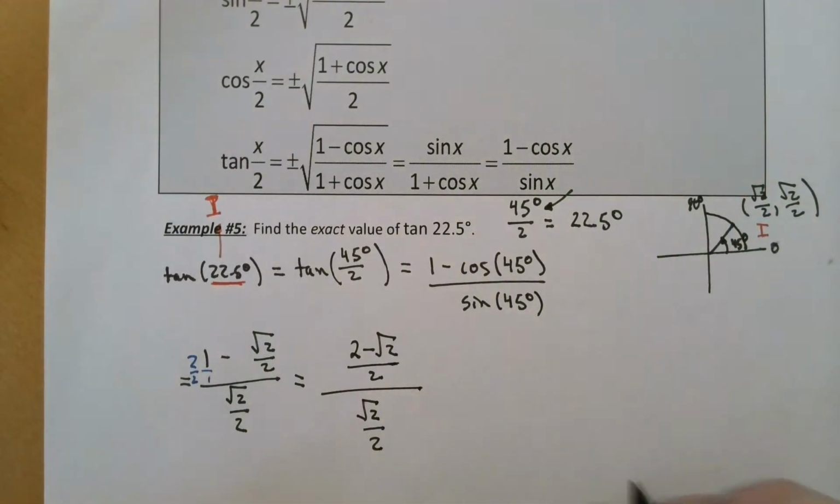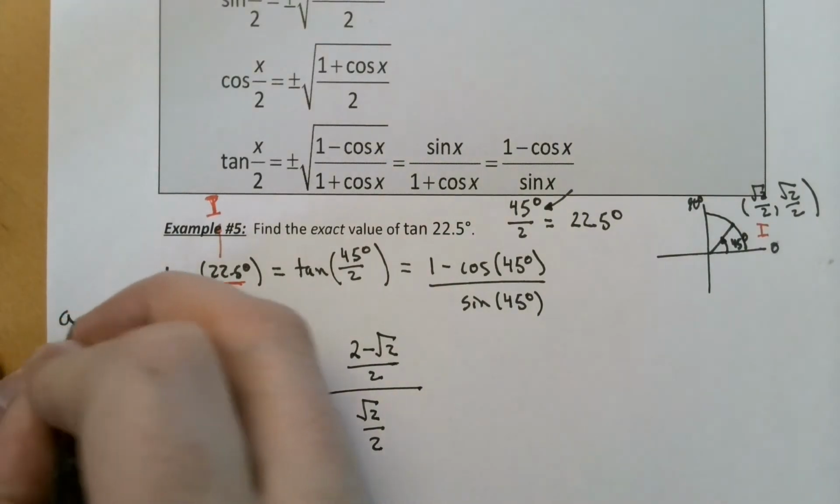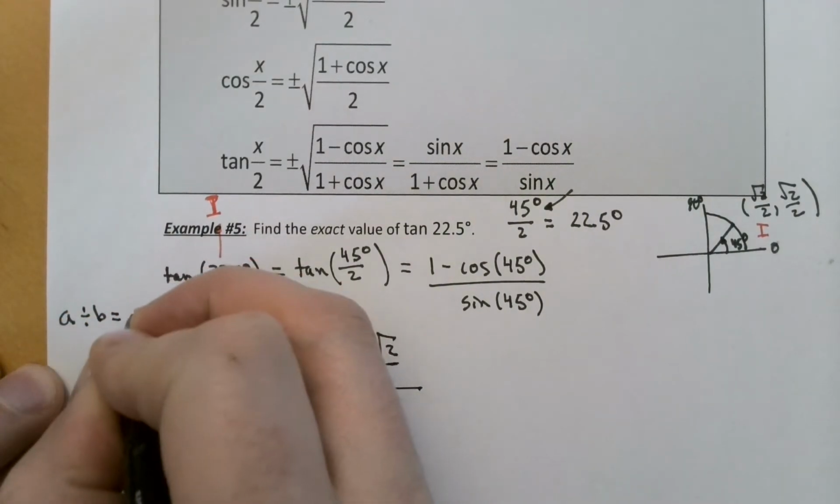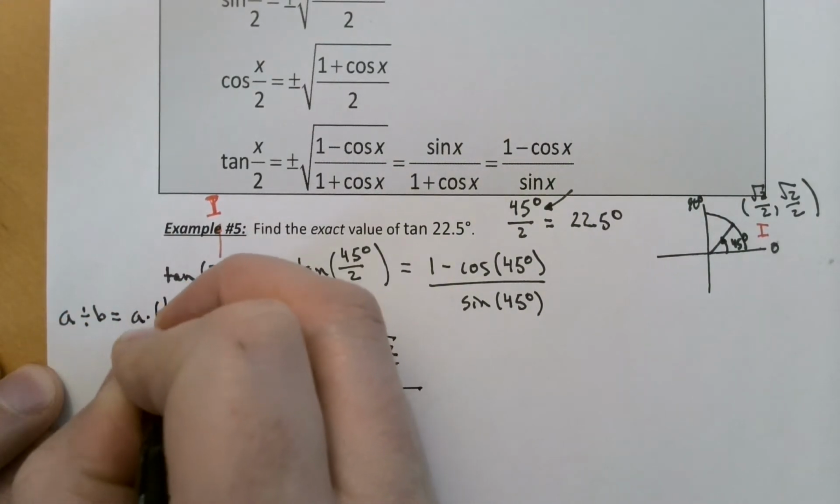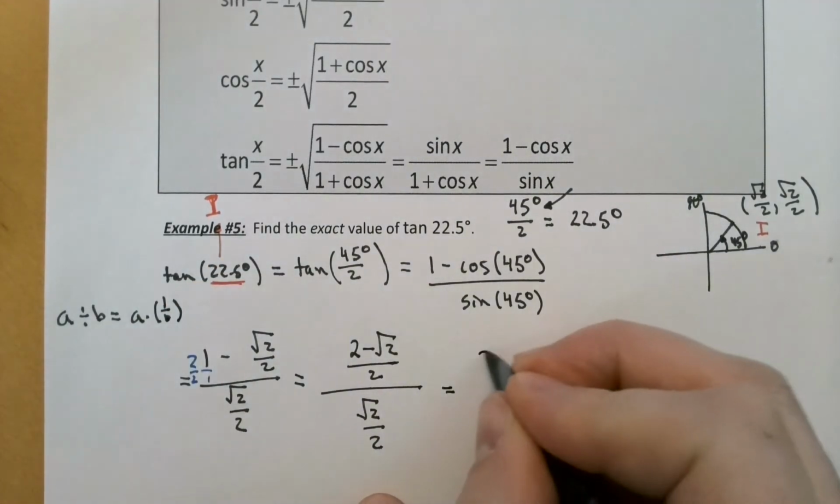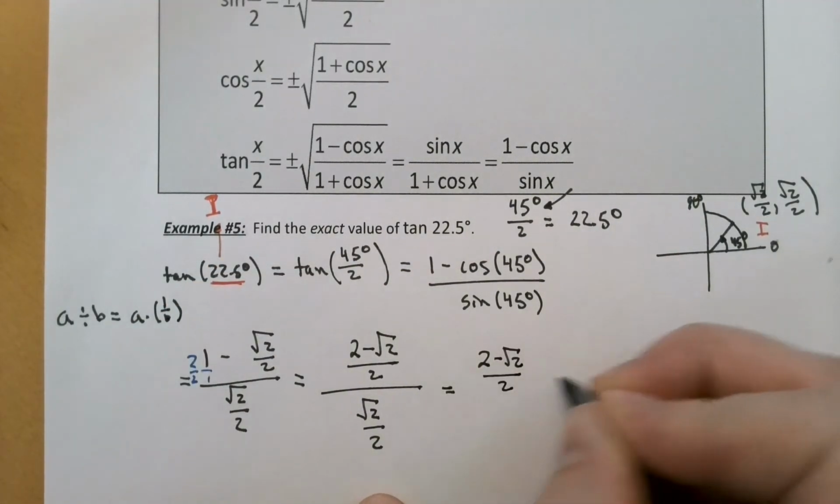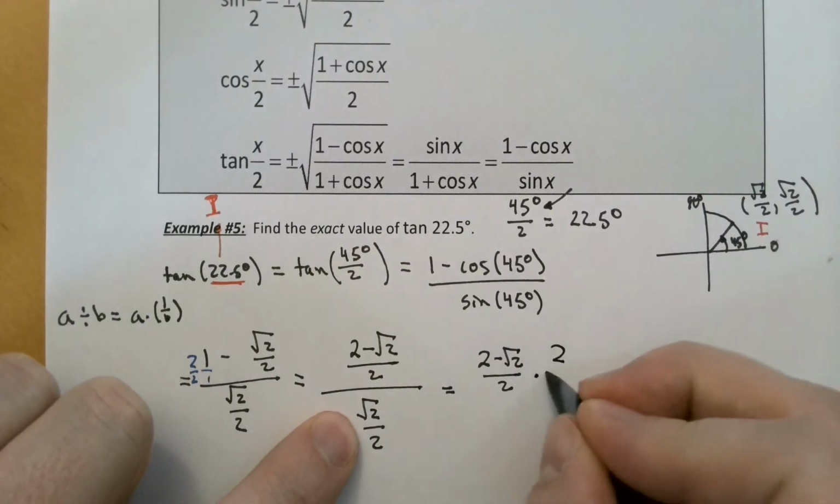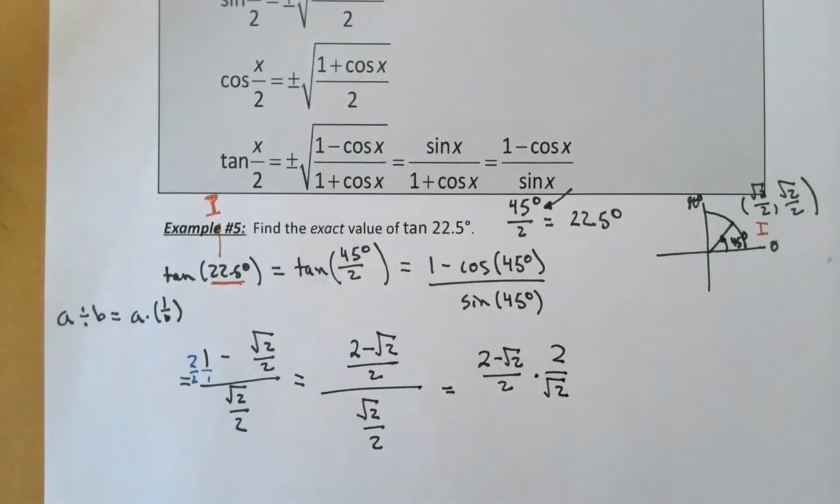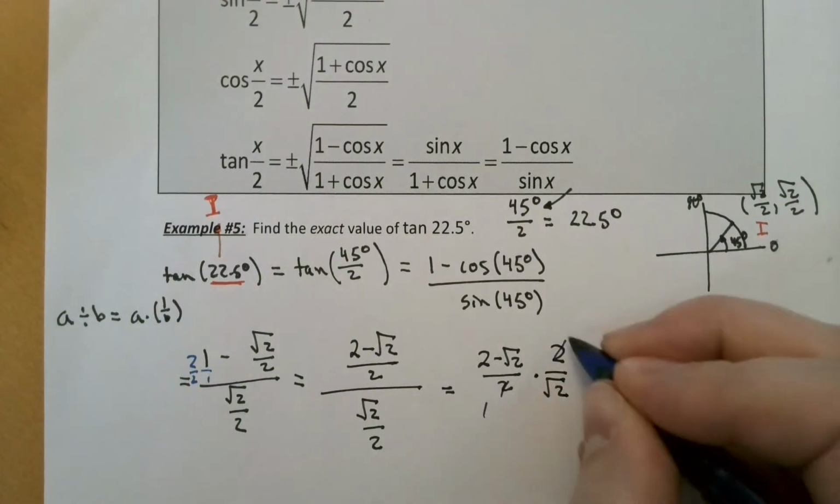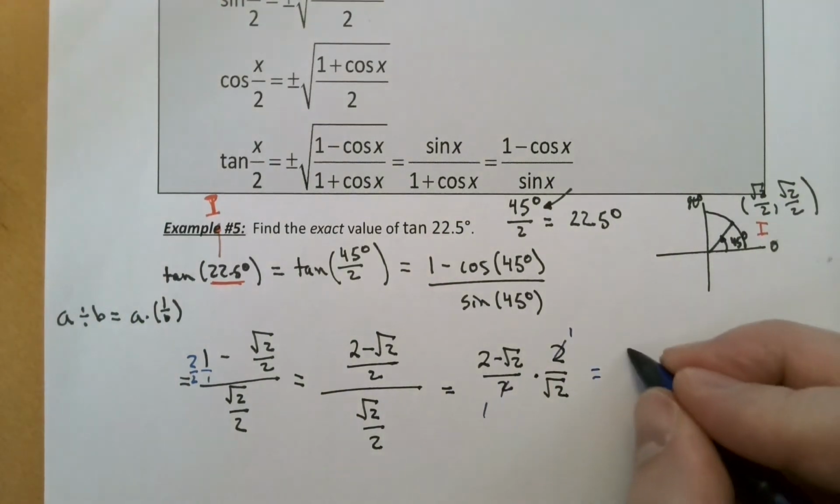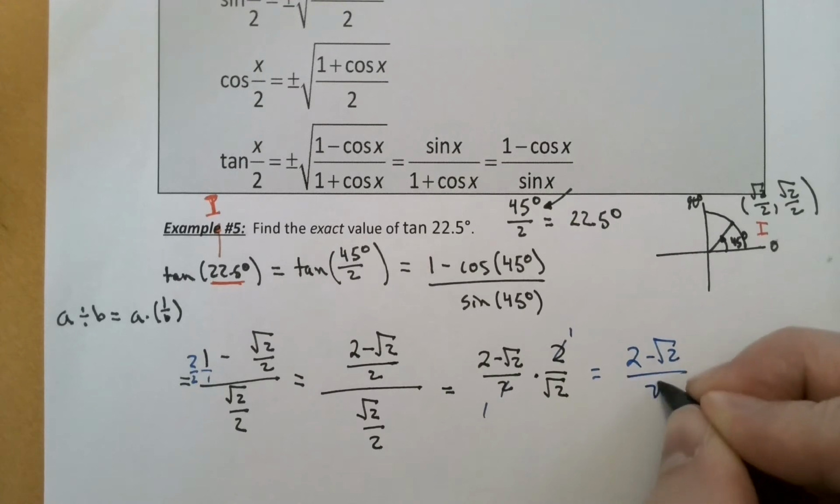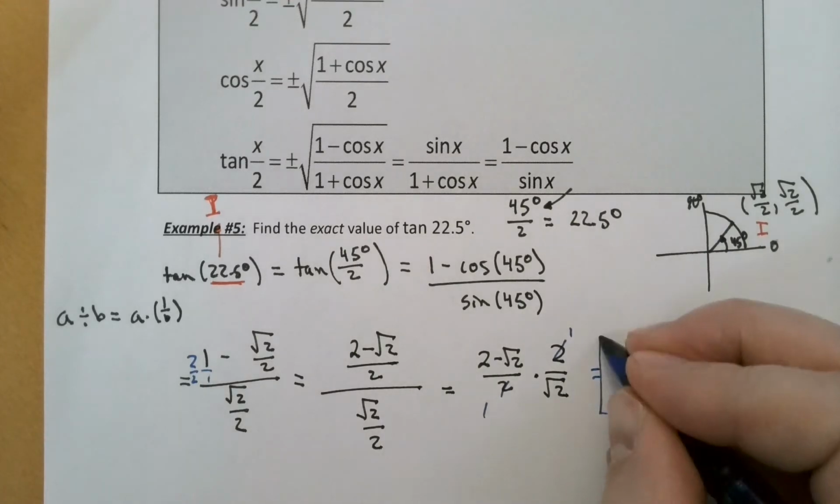And of course you're like, yes, really division isn't a thing. Division is just multiplication by the reciprocal. So this becomes 2 minus the square root of 2 divided by 2, times the denominator flipped, 2 over root 2. All right, well, 2 divided by 2 is 1, last I checked. So we get 2 minus the square root of 2 over root 2. I am perfectly happy with this answer.